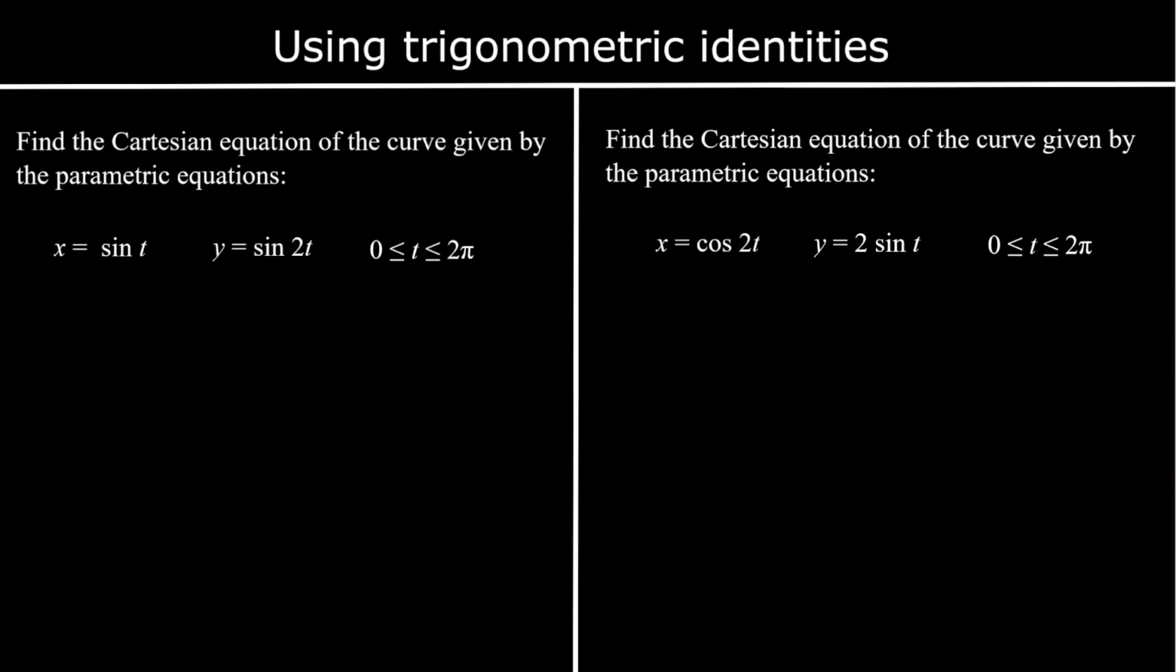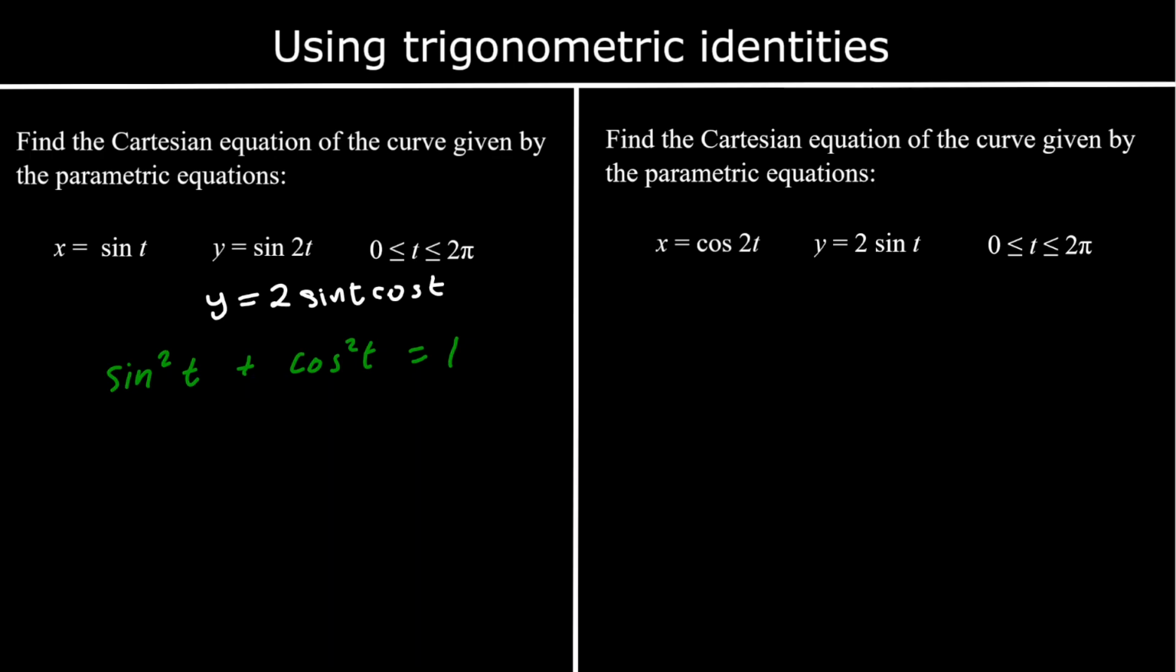And one more set of questions. We've got x equals sine t and y equals sine 2t. So we're going to have to use our double angle formulas. Sine 2t, we can change into 2 sine t cos t. And it's all in sine and cos. We're going to be using the identity sine squared t plus cos squared t equals 1.